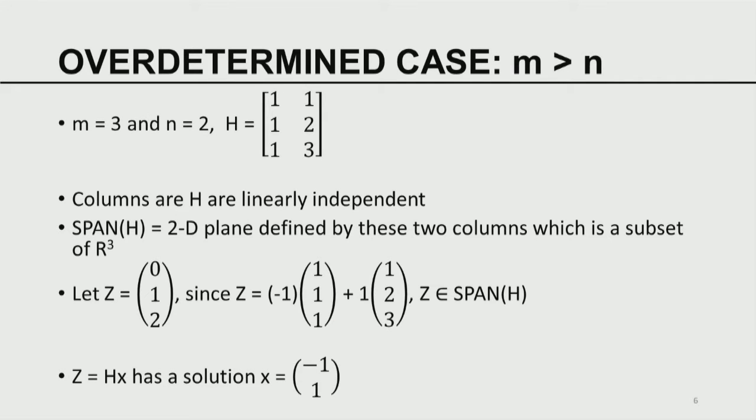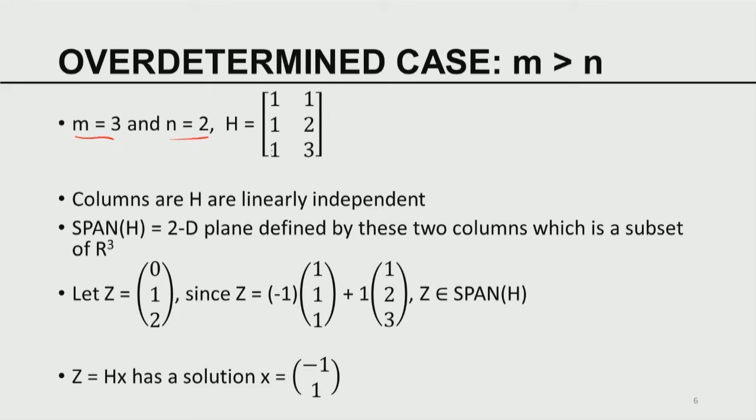So let us consider an overdetermined case to examine why the system can be inconsistent. Let us take an example of m equal to 3 and n equal to 2. Let us consider a case of H. The first column is 1, 1, 1, the second column is 1, 2, 3. What does it mean? t1 is 1, t2 is 2, t3 is 3. We can think of a particle moving in a straight line, and I am observing at times 1, 2 and 3.